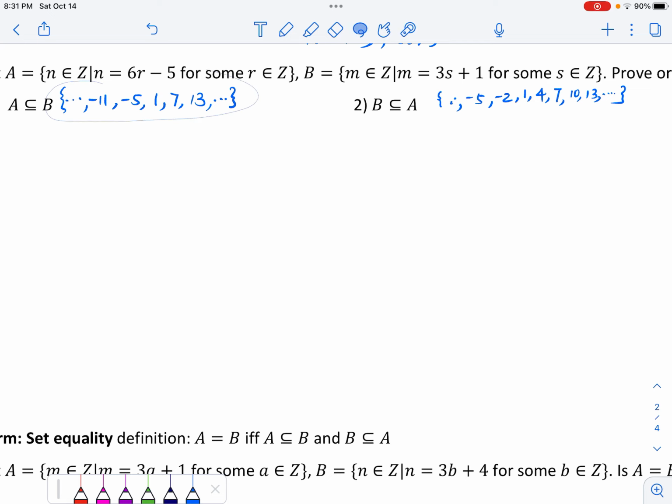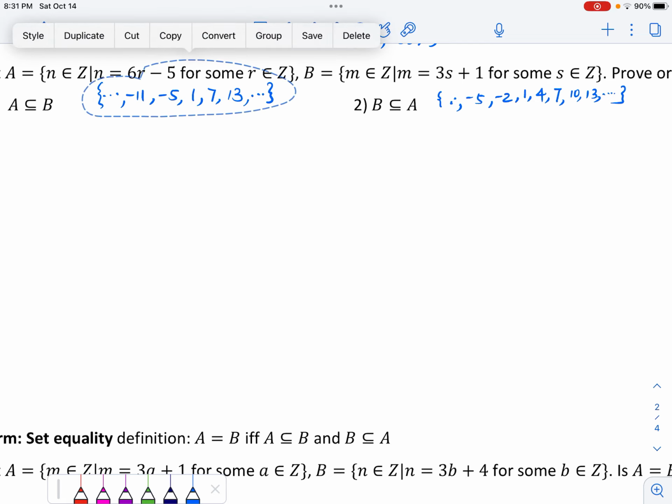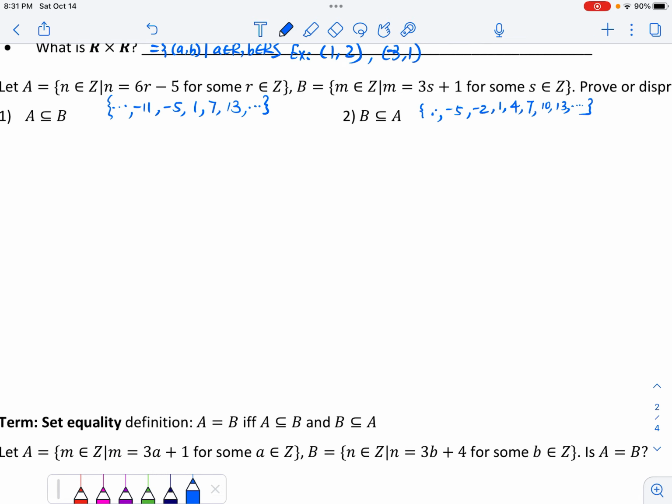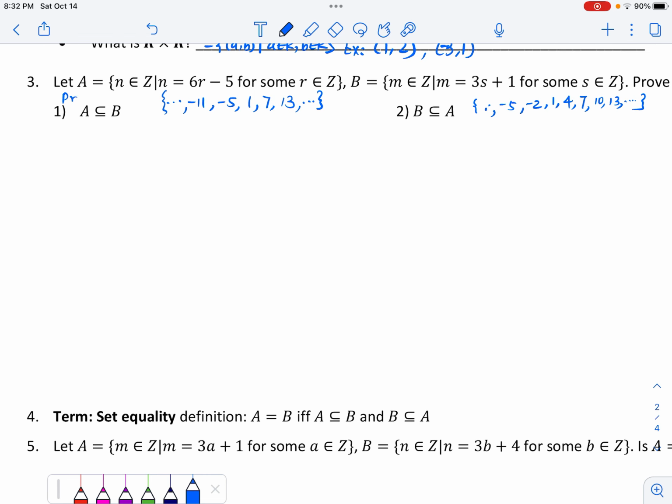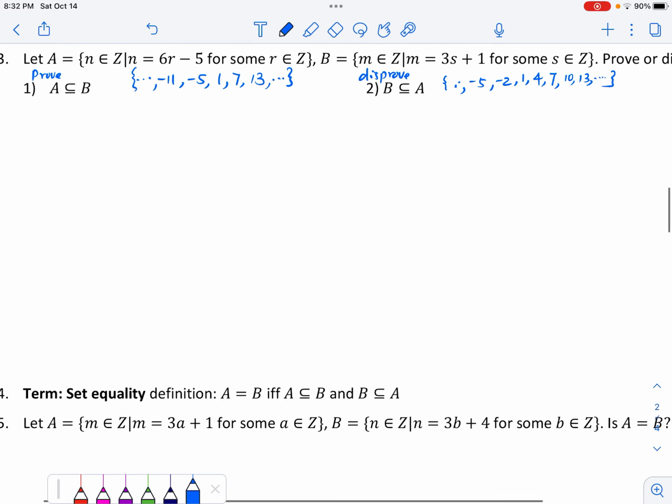So that's an observation, at least after doing some algebra. Therefore, we see that set A is actually a subset of set B, but set B is not a subset of set A. Now we need to prove this one and disprove the other one, based on our observation. Now let's talk about how to prove this one.